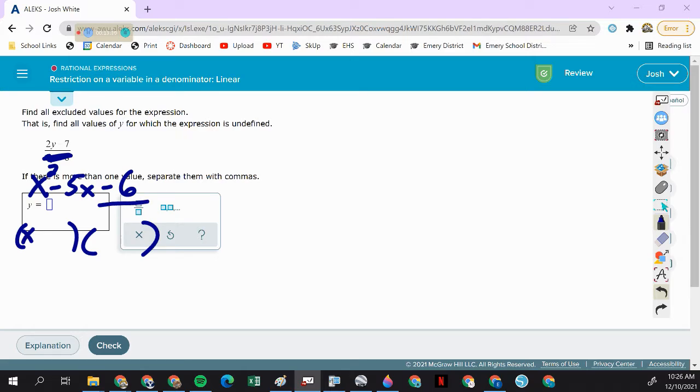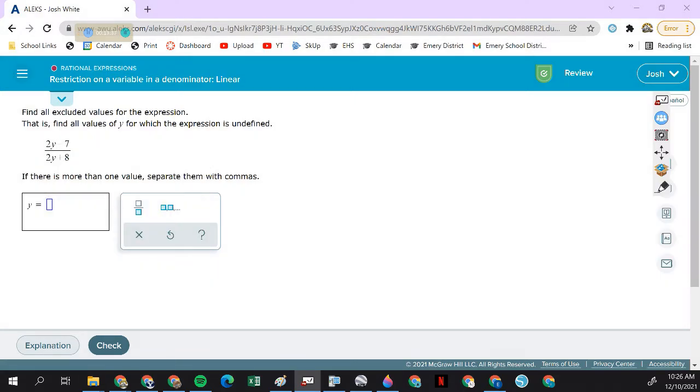They have to multiply to be negative 6 and add to be negative 5. So negative 6 and positive 1. So what numbers make the bottom 0? 6 and negative 1. Those two numbers cannot happen. If you plug them in, they don't go anywhere. All right. Yeah, that's not too hard.